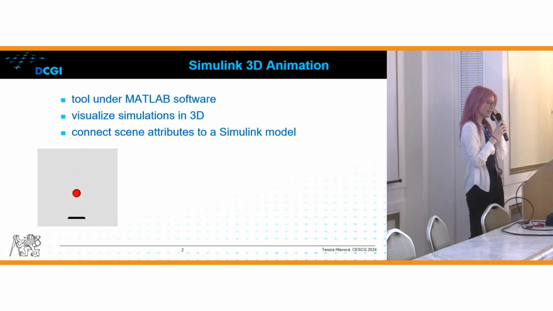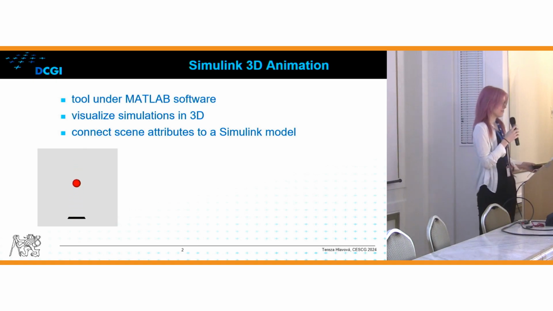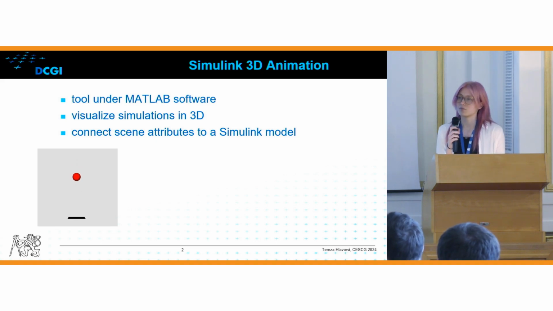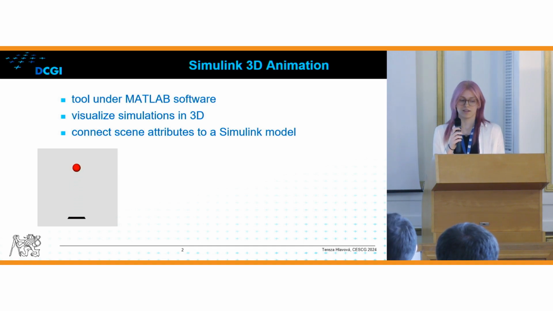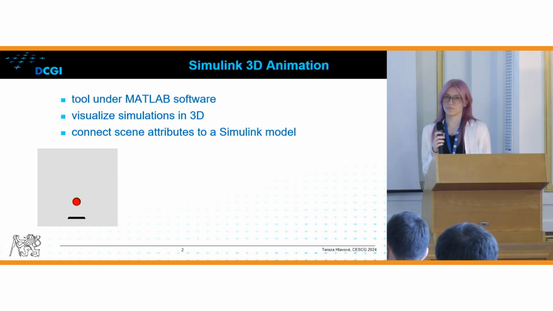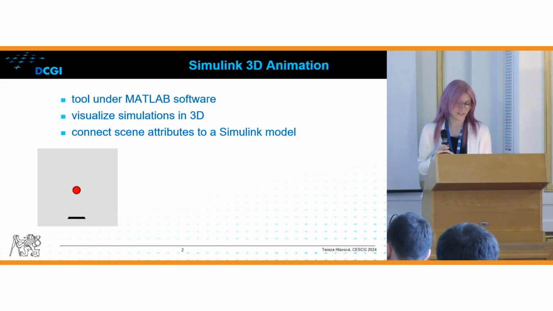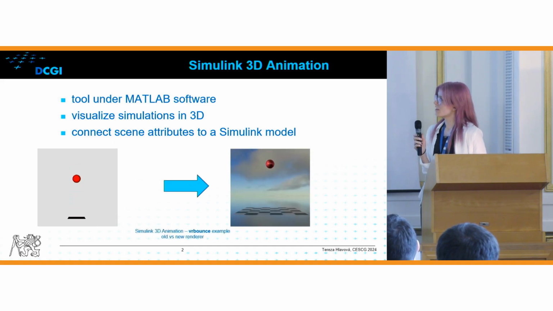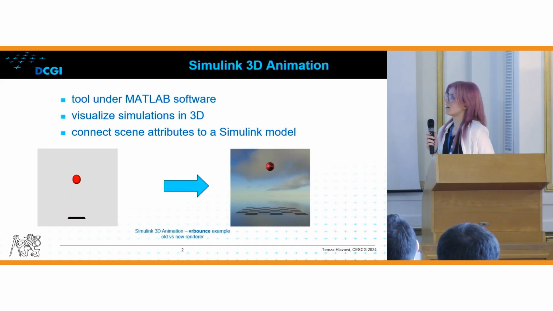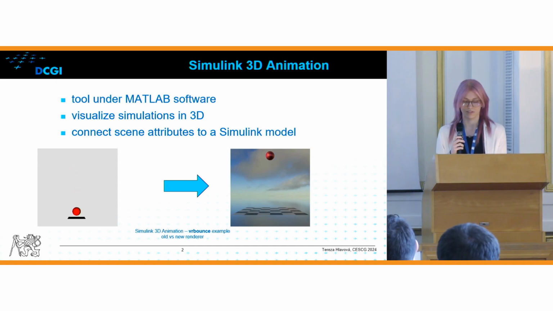So, what is Simulink 3D animation? It's a tool under the MATLAB software, and it's used to visualize simulations in a 3D scene. A user can connect scene attributes to signals in a Simulink model, and these get updated. As you can see, there's an example. It's an official example of Simulink 3D animation, and on the right you can see how we enhanced the visualization of the simulation.